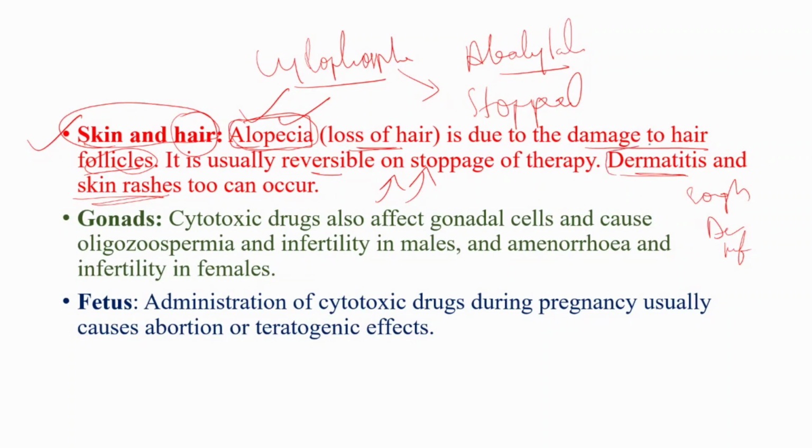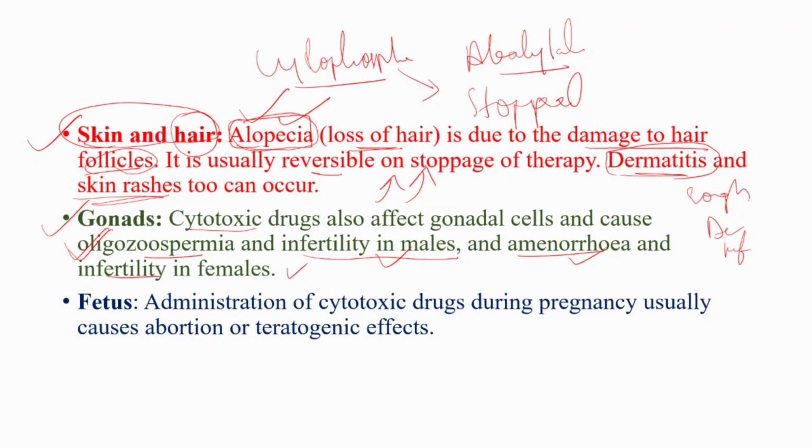Okay, about dermatitis we'll discuss one day. And on the gonads, the sex organs, cyclophosphamide and all other cytotoxic drugs will have an effect. It stops the production of sperm in males and causes infertility, and in females it causes amenorrhea and further leads to infertility. There is no production of sperm, there is no production of ova.